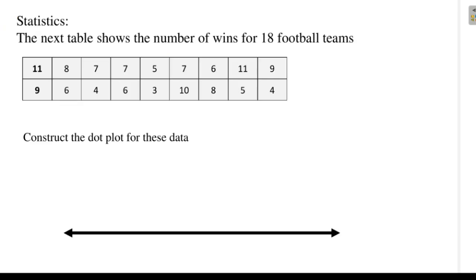The next table shows the number of wins for 18 football teams. Construct the data plot. What is the smallest value here? 5, 7, 6, it's still 5. We have 4, the smallest. 3 is the smallest. What is the greatest? The greatest is 11. We have 10, but 11 is still the greatest.